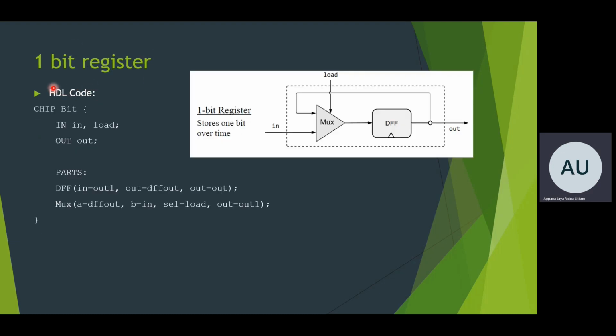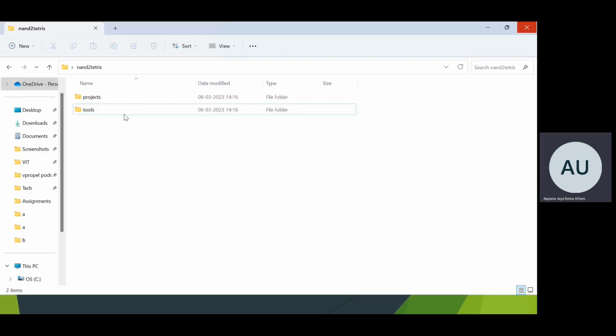It's called the 1-bit register. As the data flip-flop is the basic thing to store the memory, we have the mux to see the load value and also the input and the previous value. So if the previous value comes from here and is stored here, based on the load, we get the output from the mux. So we use DFF and the mux again. So this is the HDL code of the 1-bit register. And let's go to the hardware simulation and check.